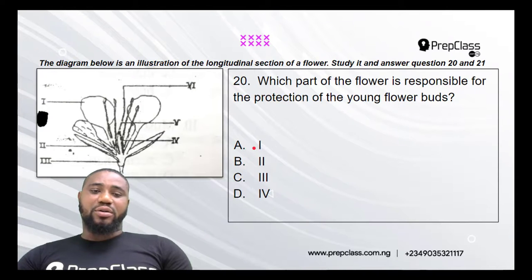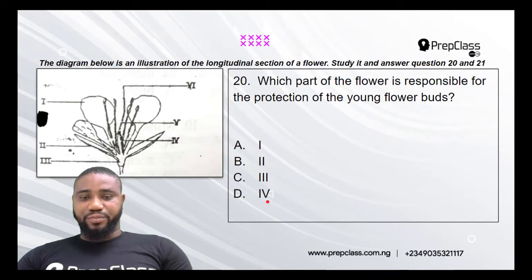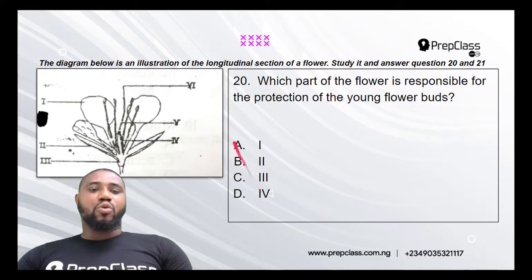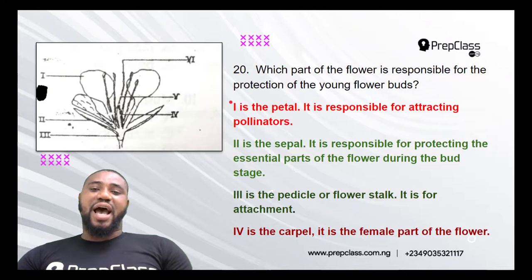Is it the part labeled I? Is it the part labeled II? Is it the part labeled III? Is it the part labeled IV? So what I did is that I only explain these parts I, II, III and IV. Then from there, we can now know which is the correct answer.